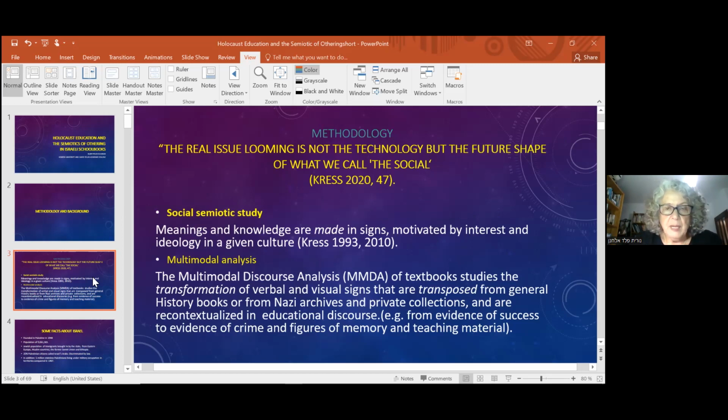The analysis itself is multimodal, and it studies the transformation of verbal and visual signs that are transposed from history books or from Nazi archives and private collections, and are recontextualized in education. For example, one photograph that can be evidence of success in the Nazi archive will be evidence of crime in the Nuremberg trials, and then will be a figure of memory in the museum and teaching material in the school books. And with the function, of course, the meaning changes as well.